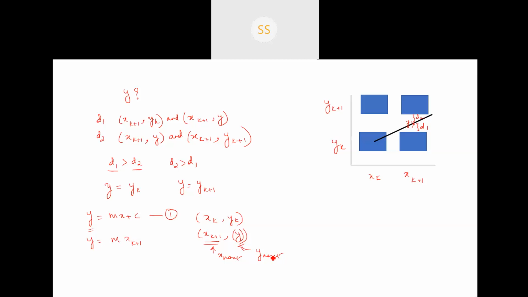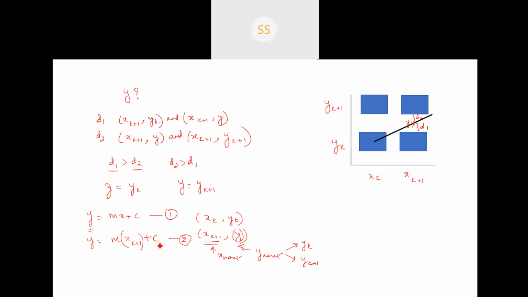You do not know what the value of y next is. It can be either yk or it can be yk plus 1. So how do I go about it? I have written y. I am substituting the value of x here as xk plus 1 plus c. So I have substituted and kept it, and let me call this my second equation.